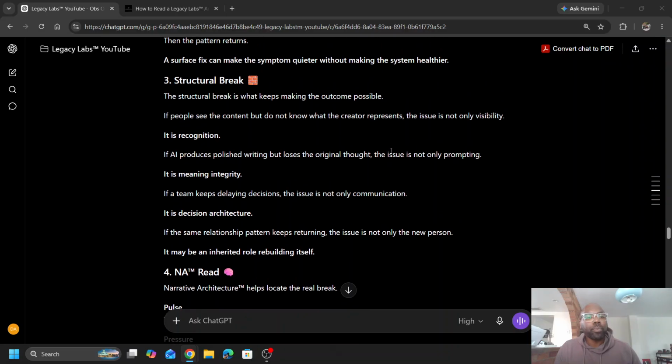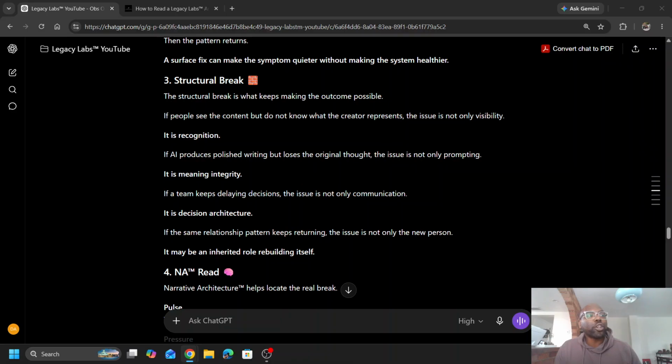The structural break. So the structural break is what keeps making the outcome possible. This is the part of the diagnostic that gets sharper. If people see the content but do not know what the creator represents, the issue is not only visibility, it's recognition. If AI produces polished writing but loses the original thought, the issue is not only prompting, it's meaning integrity. If the team keeps delaying decisions, the issue is not only communication, it's decision architecture. If the same relationship pattern keeps returning, the issue is not only the new person, it may be an inherited role rebuilding itself around a new person.